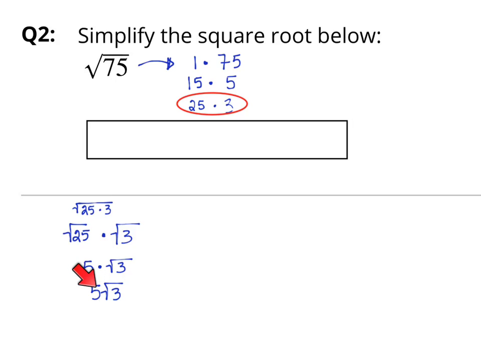Another way to say this is 5 radical 3, because in math we call this symbol the radical symbol. Or 5 rad 3. So this is the simplification. 5 radical 3 is the simplification of the square root of 75.